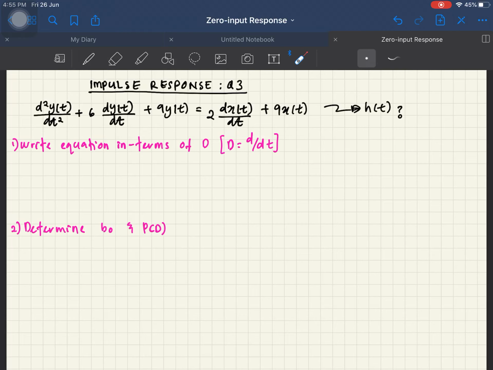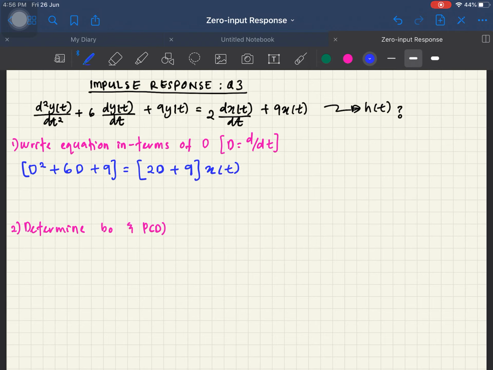In this video, I will show you the solution to question number 3 on impulse response, where you are given this linear differential equation and you are asked to determine what is the impulse response of the system. So the first step, in order to solve this problem, is to rewrite this linear differential equation in terms of the operator D. So over here we have D squared plus 6D plus 9 y(t) equals (2D plus 9) x(t).